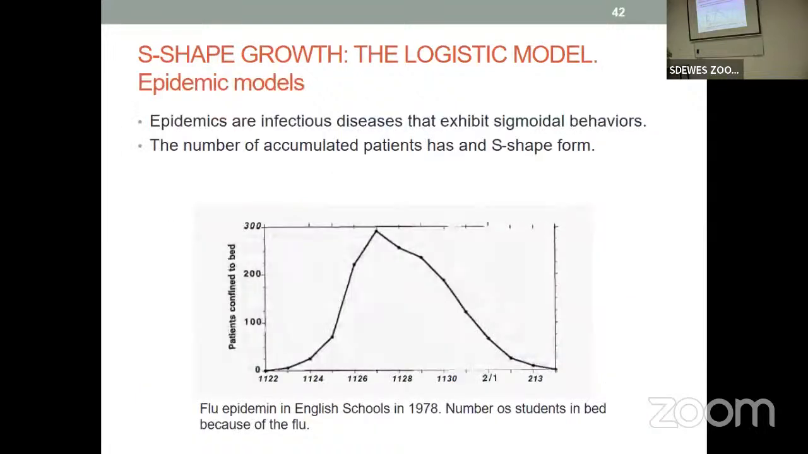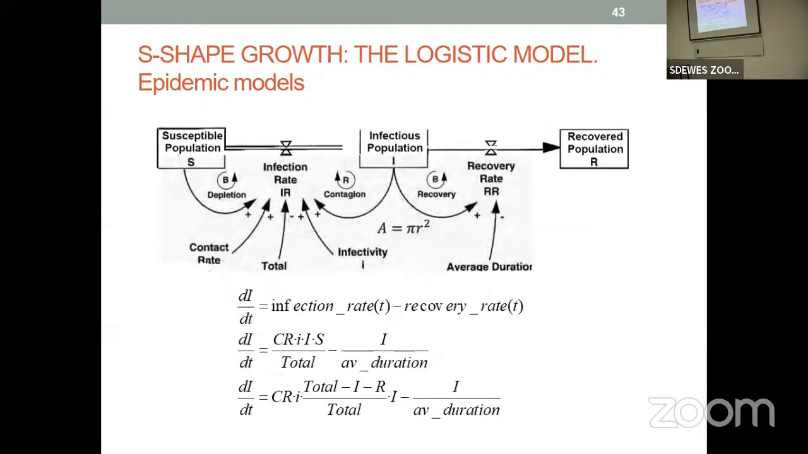Another different case, also with S-shaped growth or collapse, is epidemics. In epidemics, there is usually an increase of the number of infection cases, and then we reach a maximum and then a decrease. This is a model. We will check also with Benzina a similar model to this one in the session after lunch for any kind of infection.